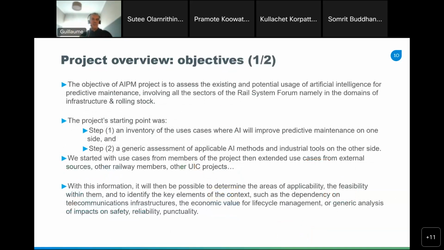Then the main objective of this AI PM project. The main objective is to assess the existing and the potential usage of AI applicable for predictive maintenance in both domains, infrastructure and rolling stock. That's why we have both infrastructure managers and railway undertakings as part of the consortium members.